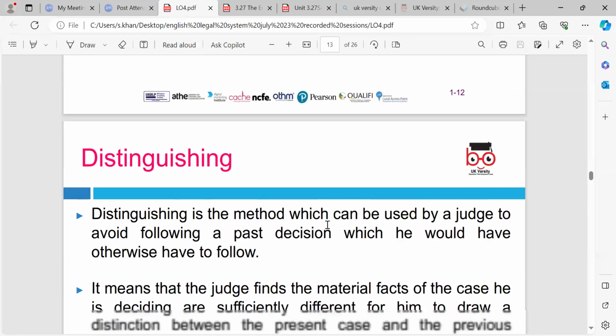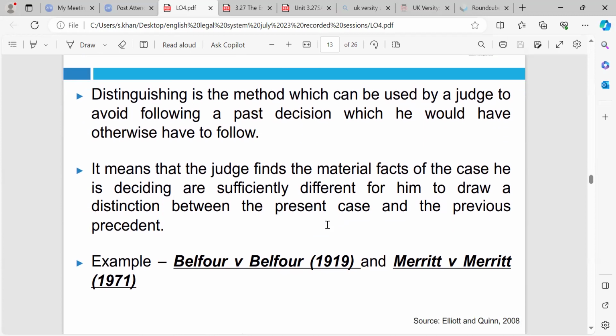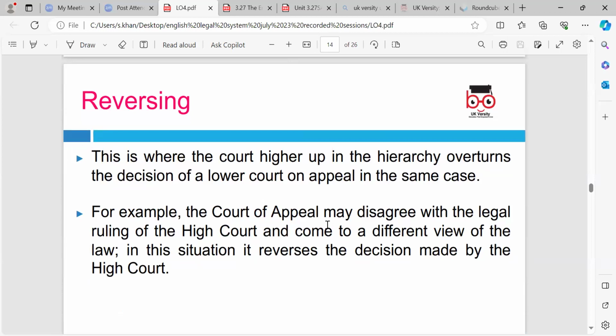So we looked at what distinguishing is, and this is the method that can be used by a judge to avoid following a past decision where he would otherwise have to follow. And in this instance, we looked at the facts in the case of Balfour and Balfour 1919 and Merritt, and how there was a distinction because in one of the cases they were married and in the other case they were separated. So we looked at how they would draw the distinction from those cases. We then went on to reversing, and this is where the court higher up in the hierarchy overturns the decision of the lower court on appeal in the same case.